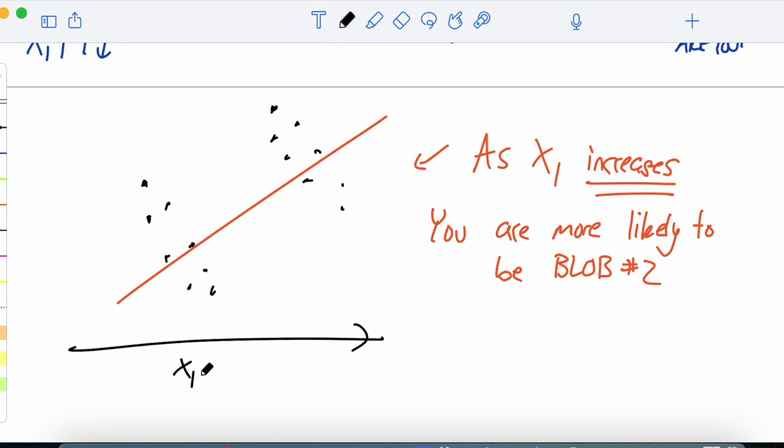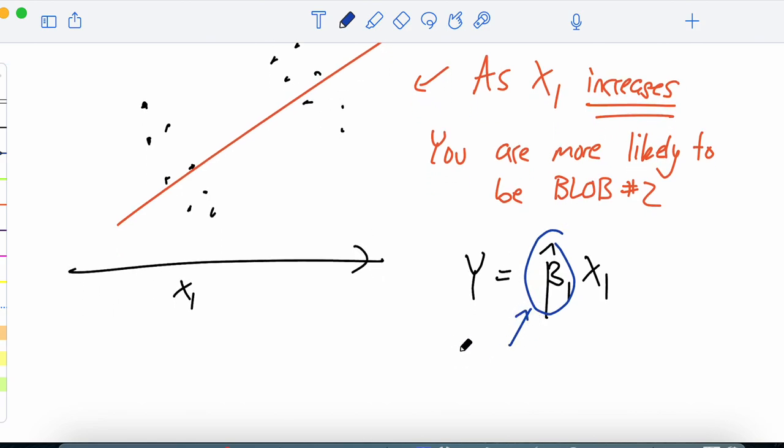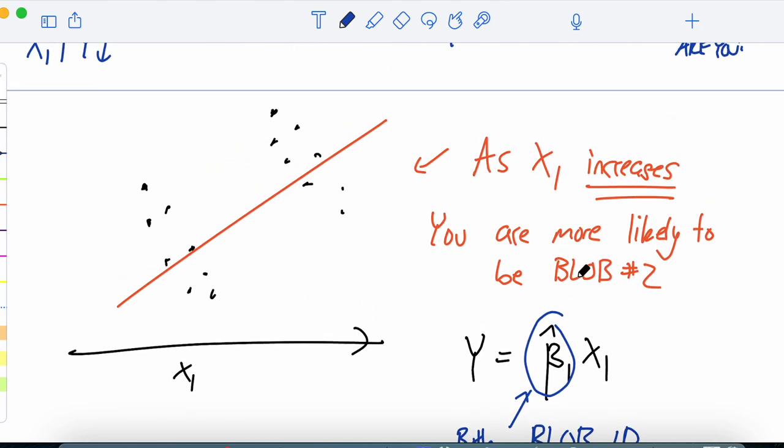So when you increase x1 and you also let the blob identity change accordingly, the whole y value increases because the blob 2s have higher y values. So this is the model, y equals beta hat 1 x1. And this beta hat 1, like we just talked about, has an effect of both the blob identity and x1. They're both baked into the beta hat 1. So when you run this regression, you're combining which blob you are in with the effect of x1.